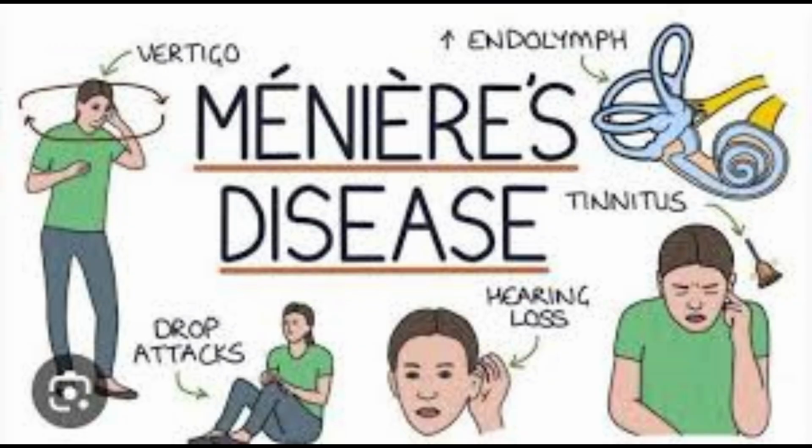Meniere's disease. Meniere's disease is a disorder of the inner ear that can cause vertigo, which is dizziness, hearing loss, tinnitus, and a feeling of fullness in the ear. It's thought to be related to fluid buildup in the inner ear.